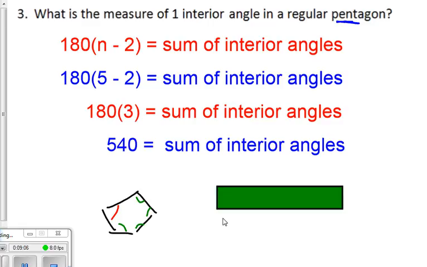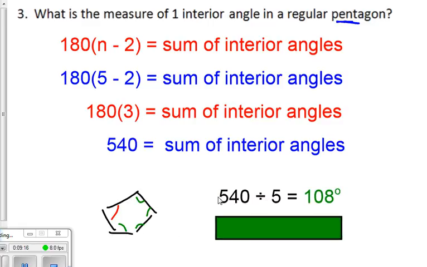Well, if I know that all of these added up is 540, and I know that there are 1, 2, 3, 4, 5 of these angles, I can just take 540 divided by 5, and I would get 108 degrees. Mine is kind of lopsided, but if I drew all of these exactly equal, these would each be 108 degrees.